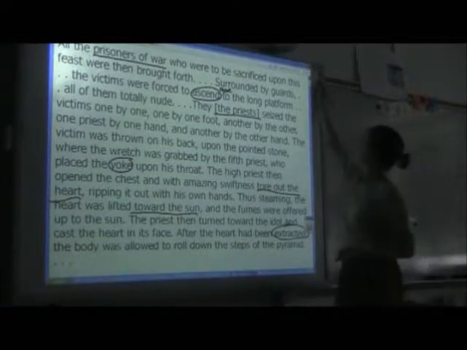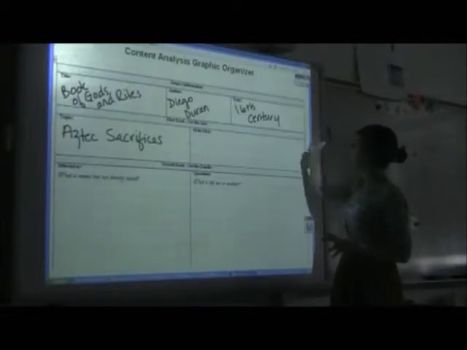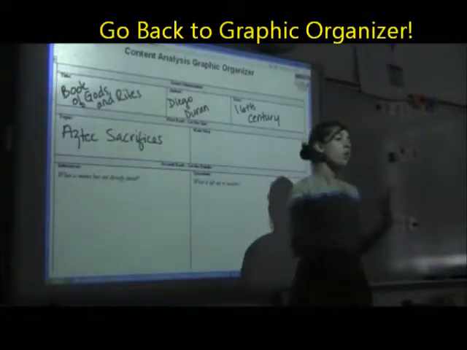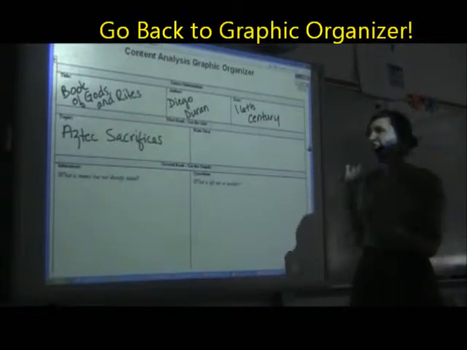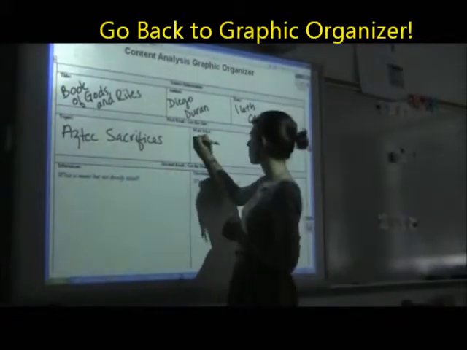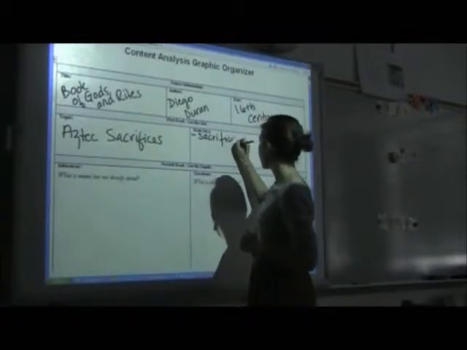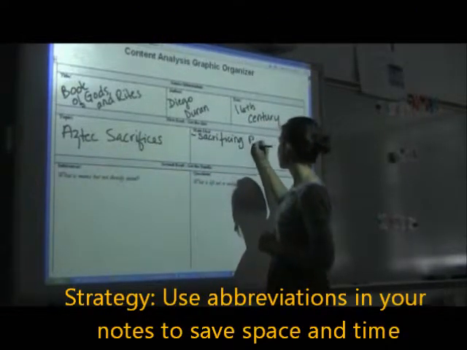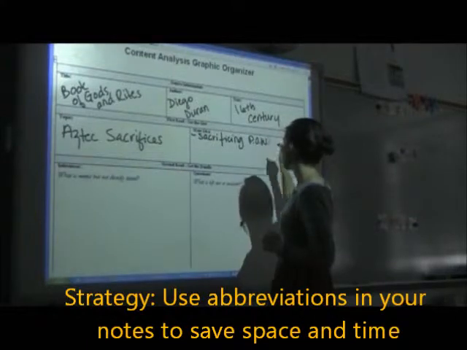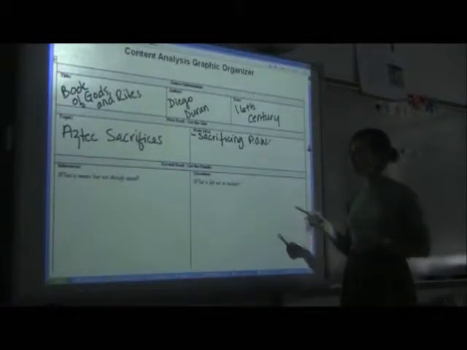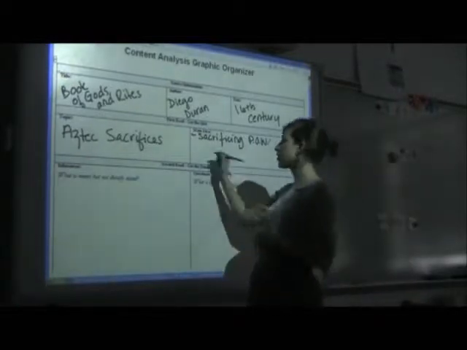I'm not sure what that means. So I'm now going to take these underlined words and put them into my main idea box, because these were word for word what I got from the text about what Aztec sacrifice is all about. So they're sacrificing prisoners of war, and I'm going to write, since I don't have a lot of space, POW, because I know that POW is short for prisoners of war. If I didn't know what that meant, I wouldn't write it down. Never put anything in your notes that you don't know what it means.